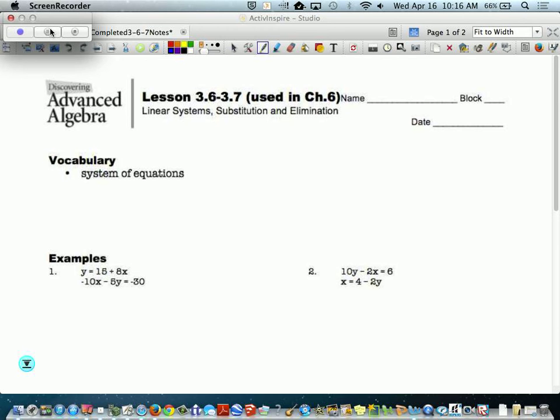Base 3.6 and 3.7, we are actually going to be going into chapter 6, which deals with linear programming. And so solving systems of equations is going to be very important for you.